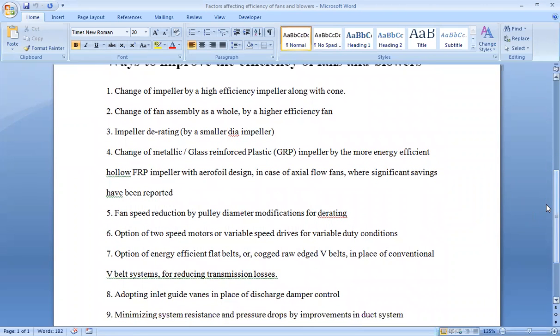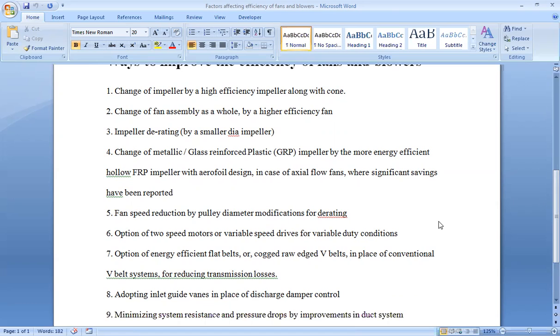The next point, option of two-speed motors. Yes, the motor speed is controlled precisely. For example, variable speed drives are used, using electronic devices like thyristorized devices or MOSFETs or GTOs, so that we can control the speed of the fan. We are using converters so that we can control the speed of the fan at a precise value, so that we can change the speed of the fan as per our requirement.